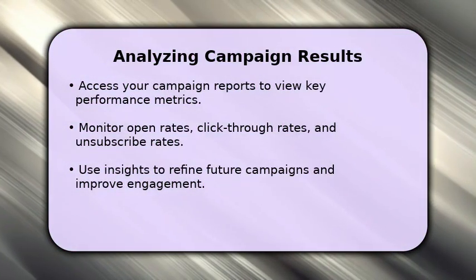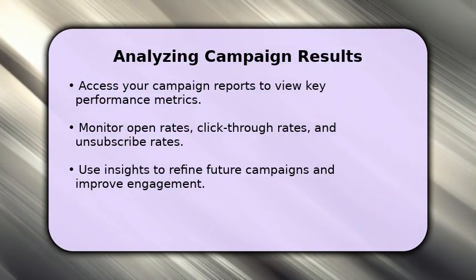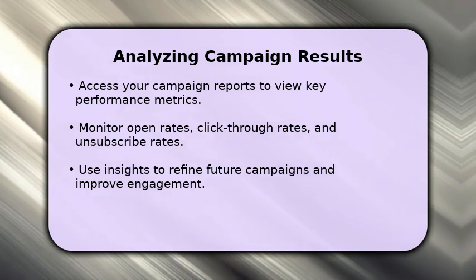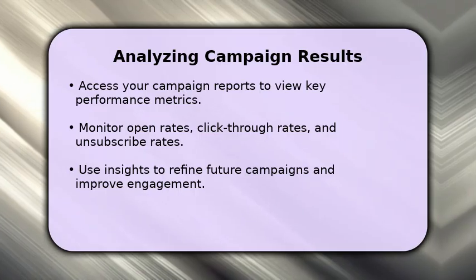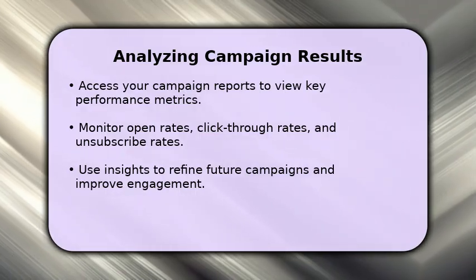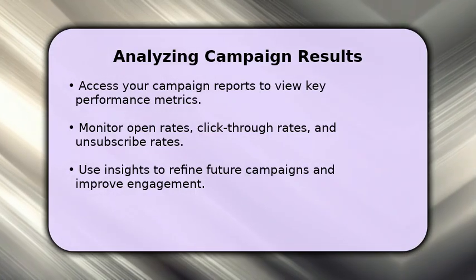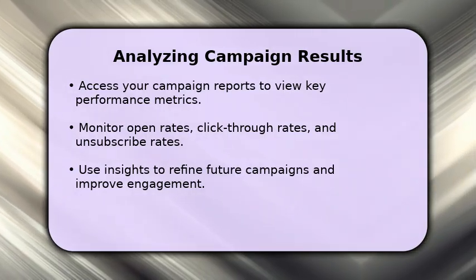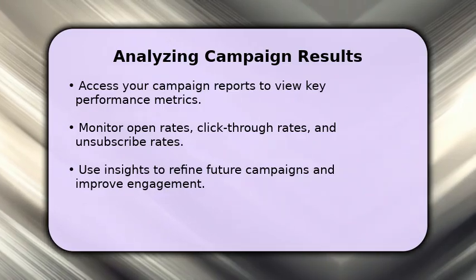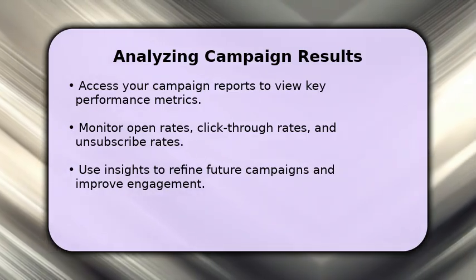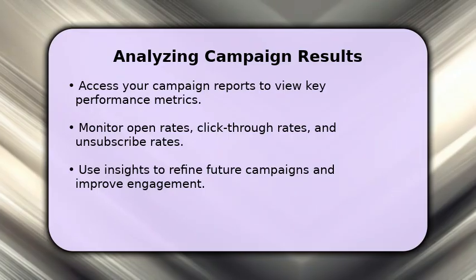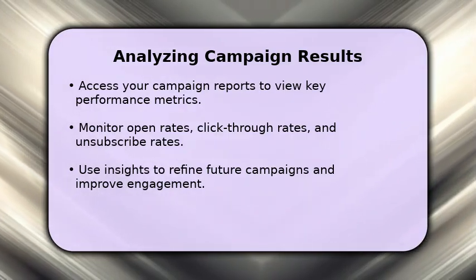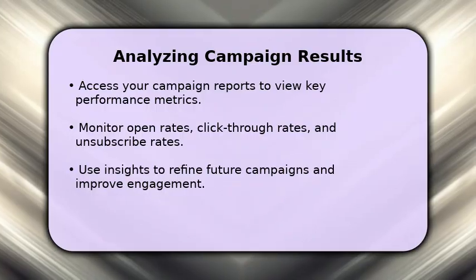After your campaign is sent, it's time to analyze its performance. Mailchimp provides detailed reports showing crucial metrics like open rates, click-through rates, and even unsubscribe rates. Pay close attention to what worked well and what didn't. For instance, a high open rate suggests a great subject line. Use these valuable insights to optimize your future campaigns, continuously improving your email marketing strategy for better results.